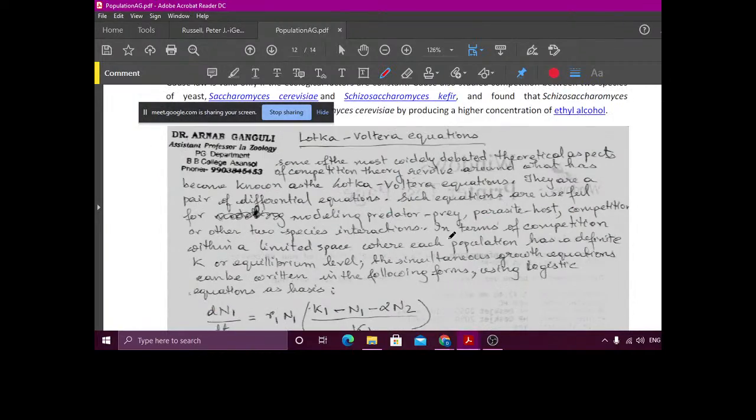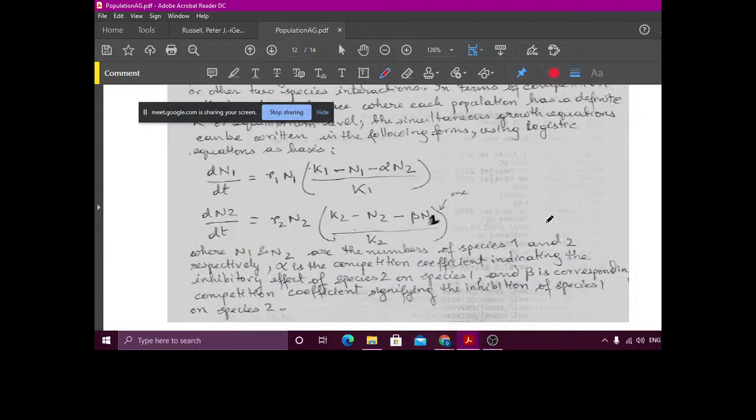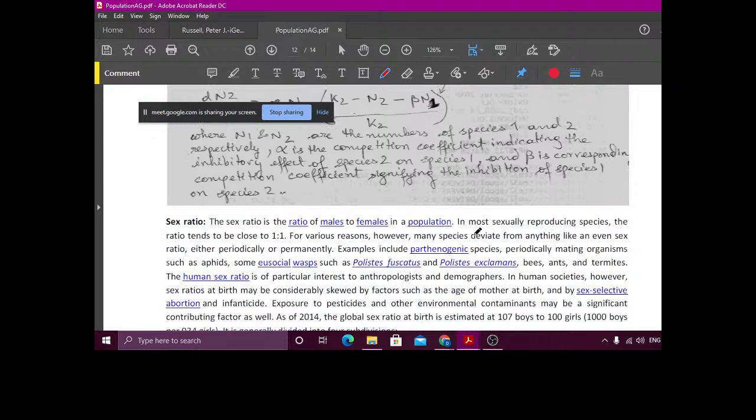Then this is the Lotka-Volterra equation. This I have to explain to you in detail in the next class. The next class will include Lotka-Volterra, your J-shaped and S-shaped curves, and the differential and integral equations. So these two will be in the next class.